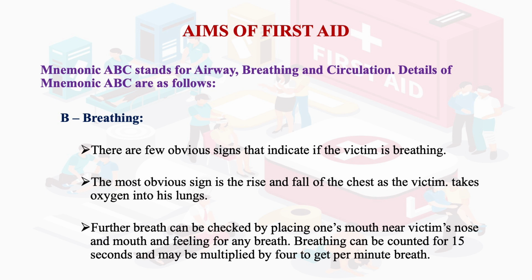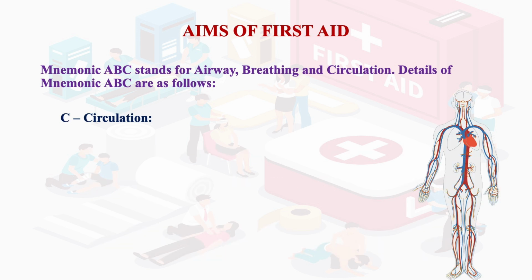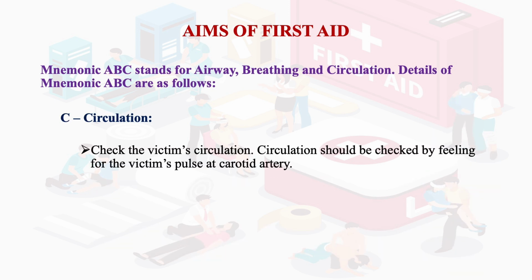Further, breathing can be checked by placing one's mouth near the victim's nose and mouth and feeling for any breath. Breathing can be counted for 15 seconds and multiplied by 4 to get breaths per minute. C stands for circulation. Check the victim's circulation.